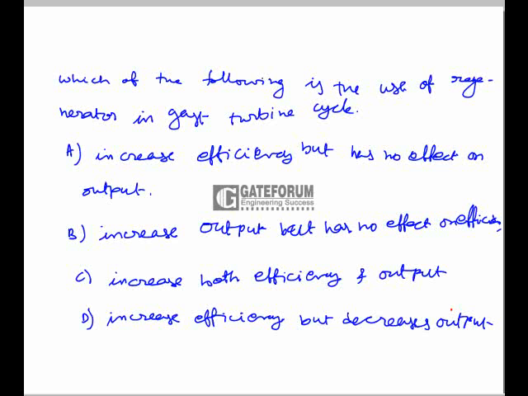Following is the use of a regenerator in a gas turbine cycle. The options are: increase efficiency but has no effect on output, increase output but has no effect on efficiency, increase both efficiency and output, increase efficiency but decrease output. By using a regenerator we can increase the efficiency of the turbine but it doesn't have any effect on the work output. So the right option is A. A is the right answer.